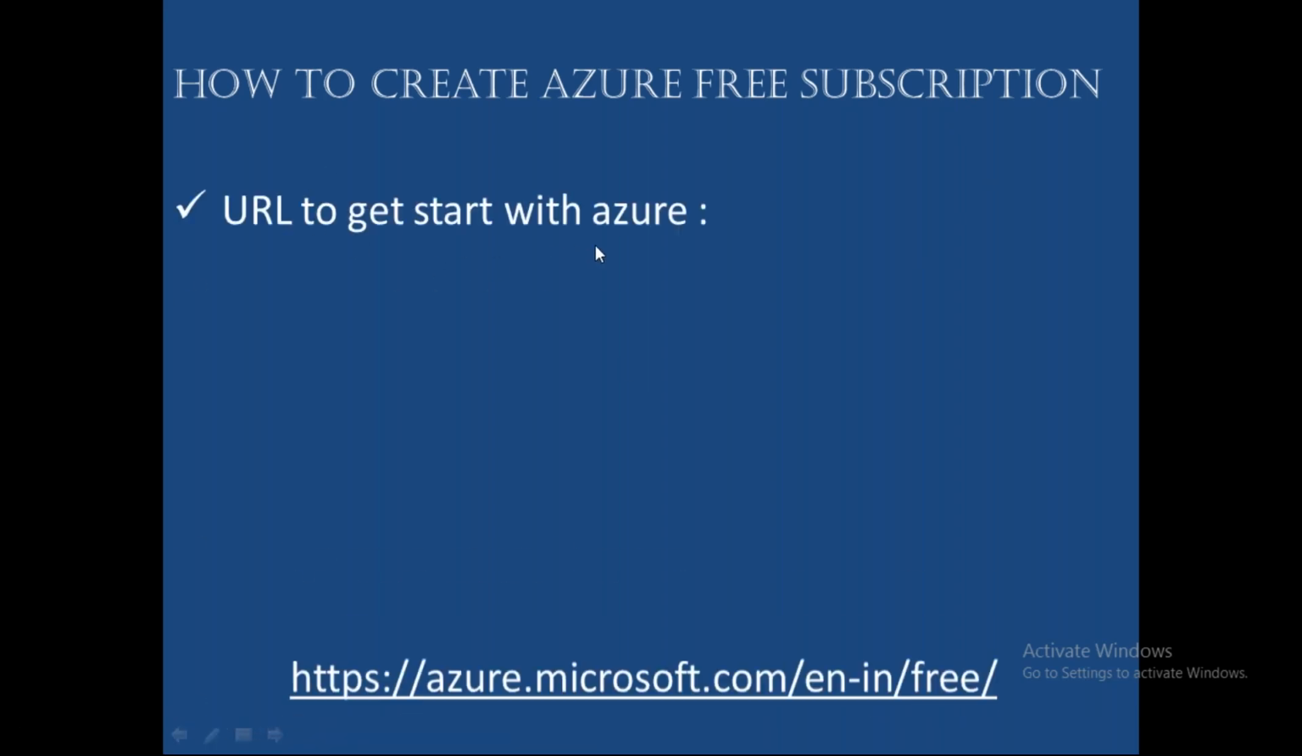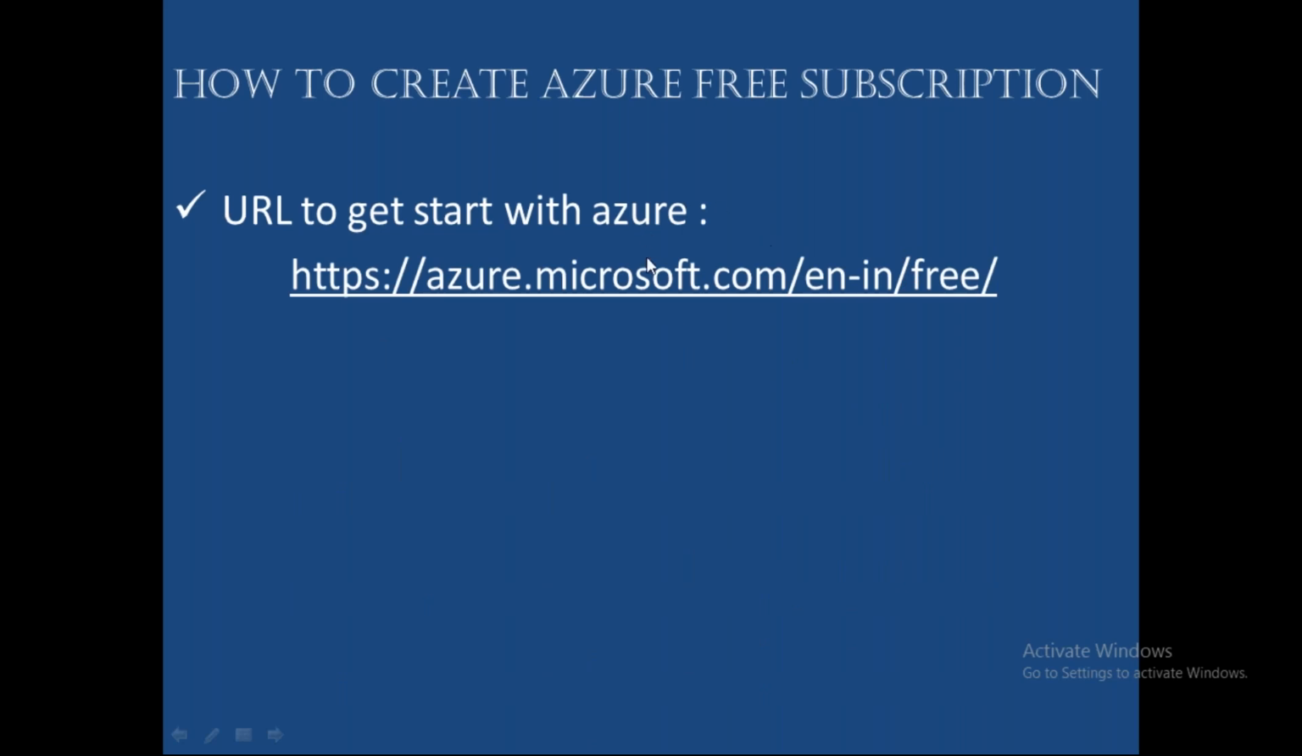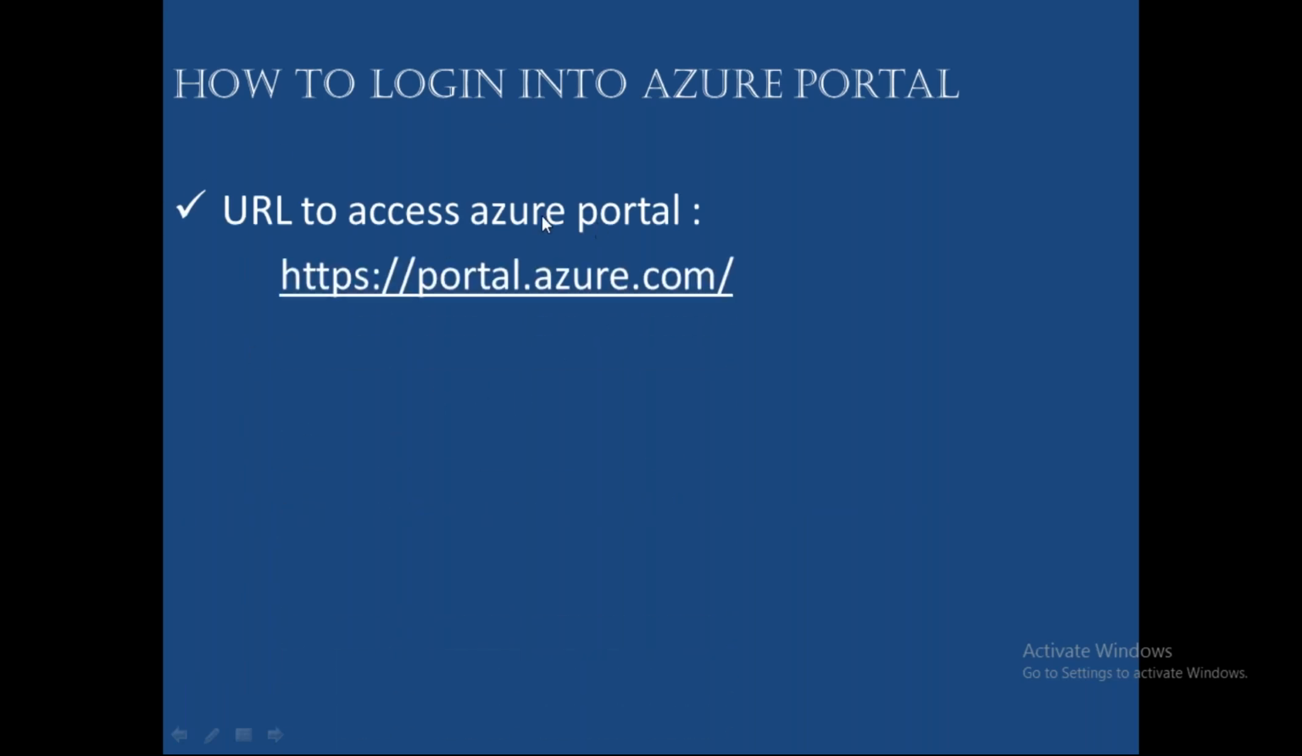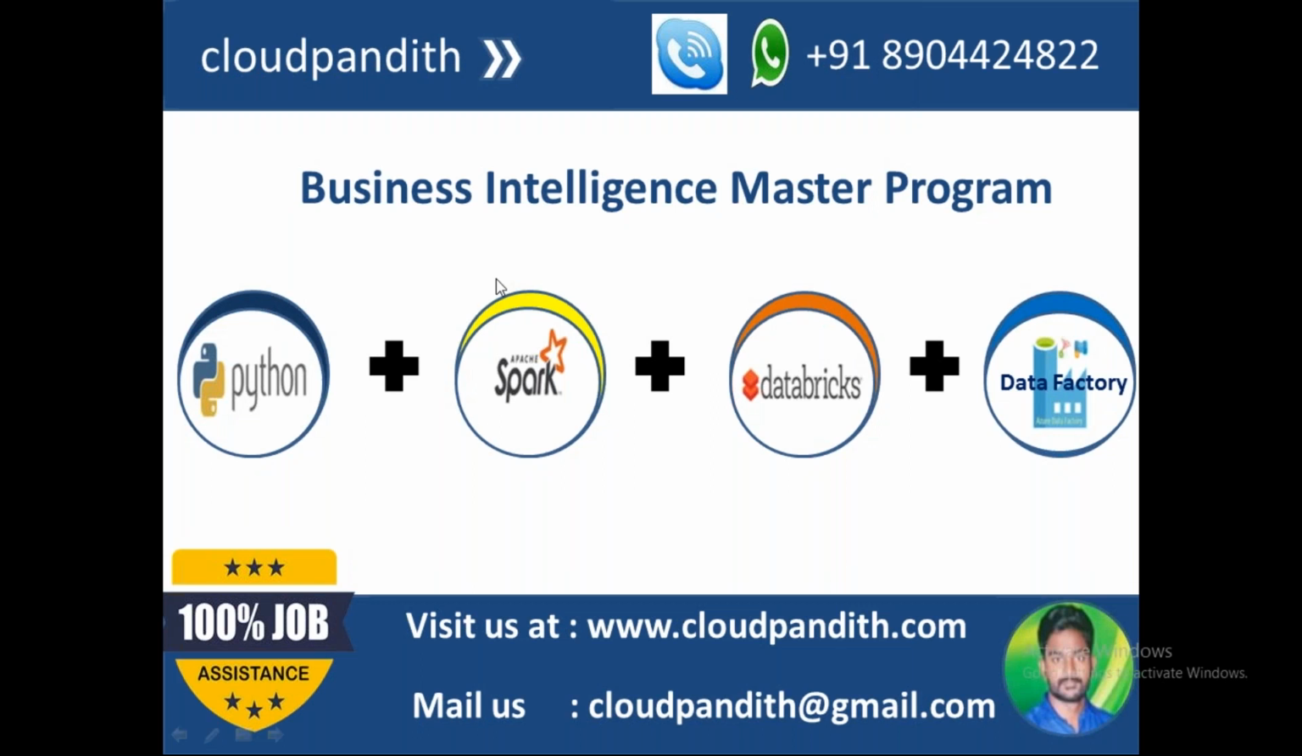So the URL to get started with Azure is this one; you need to access this URL to create the Azure free subscription. Next, if you want to log in to the Azure portal, you have to use portal.azure.com. Okay, so that's all the slides which I have. Let's go and create the Azure free account now.